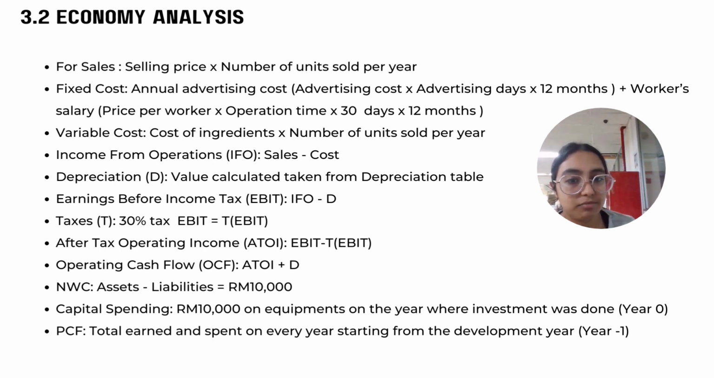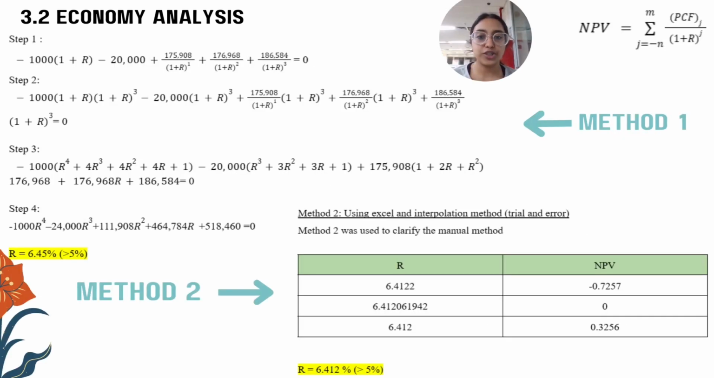NWC is the net working capital that has been in the company, that is 10,000, and this same net working capital spending was done on the equipment in year 0, and finally the process cash flow diagram was obtained by calculating the total earned and spent on every year starting from year 1. After all the calculations and tabulation on the table of the process cash flow diagram, the economic analysis based on NPV value set to 0 was carried out to find the investment rate of return.